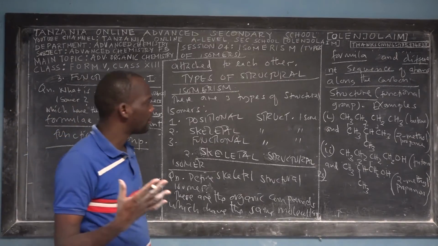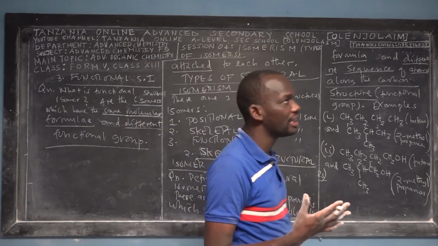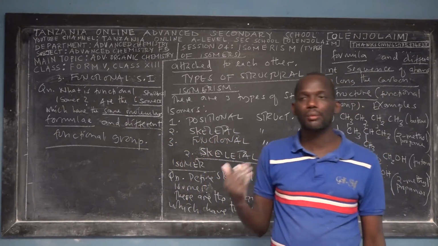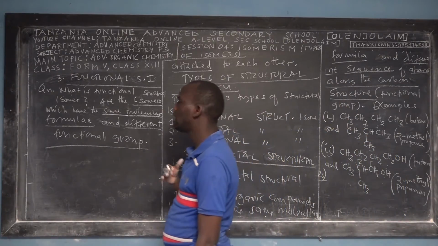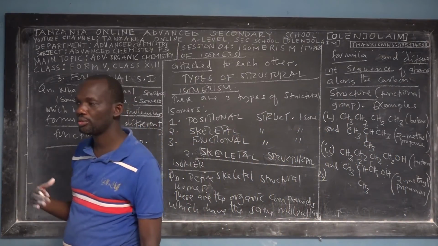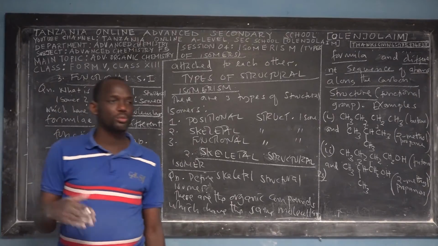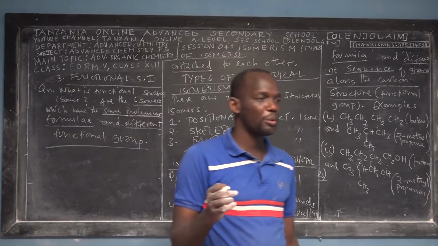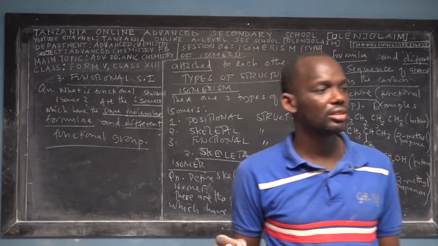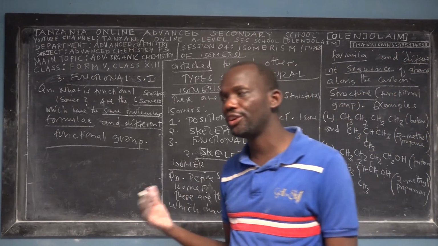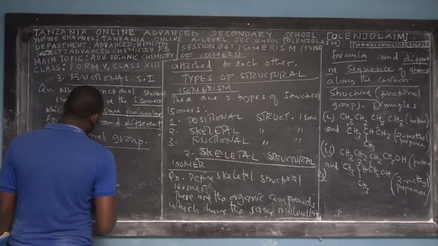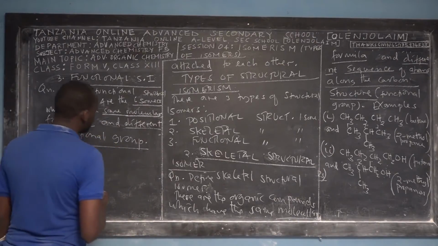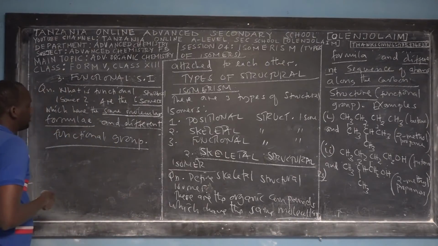So we have to remember functional groups. The functional group of alkanes means a single bond between one carbon and another carbon. The functional group of alkenes means a double bond between two carbons. The functional group of alkynes means a triple bond between two carbons. The functional group of alcohol is OH. The functional group of alkyl halides has halogens attached to it.